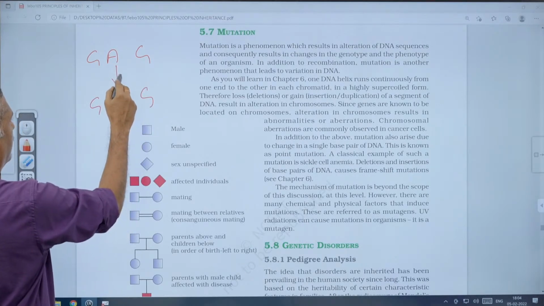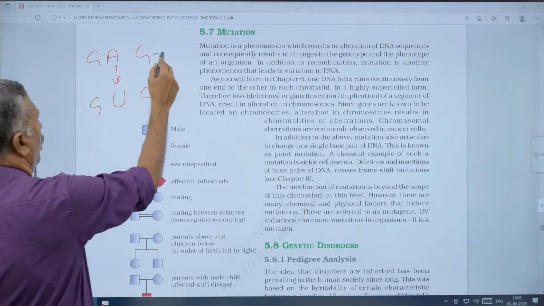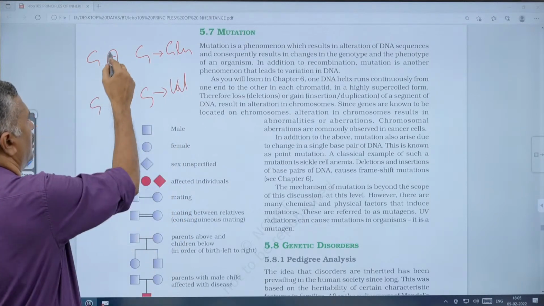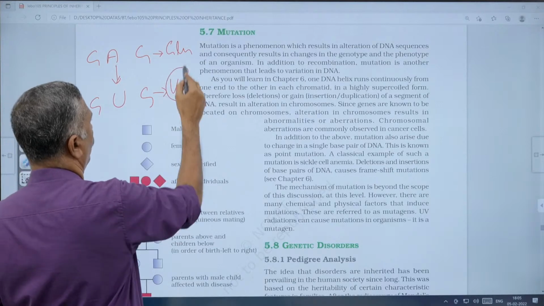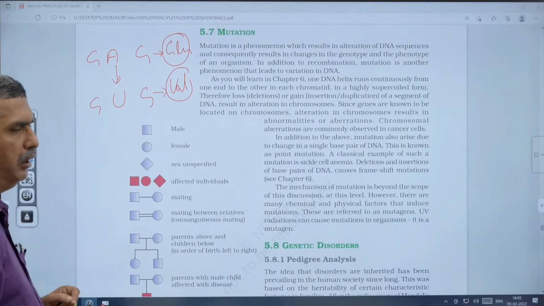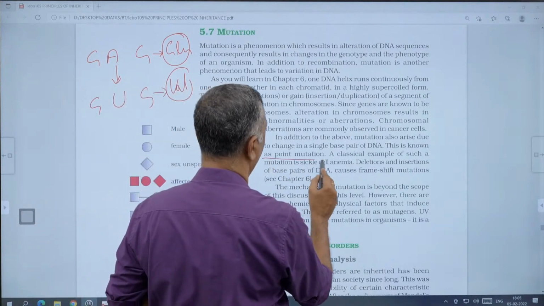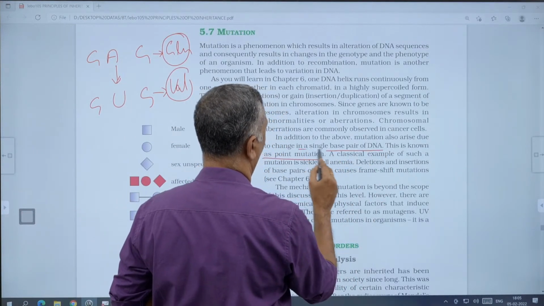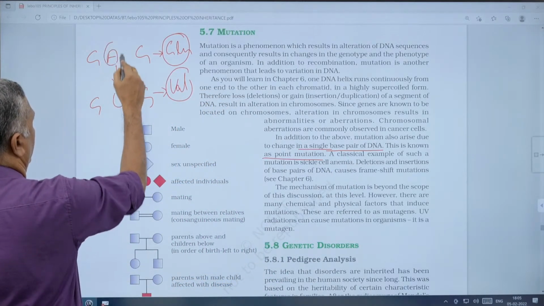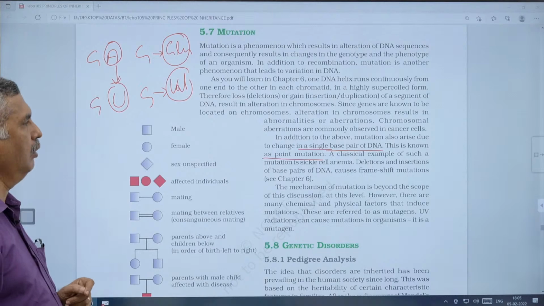Here a single base pair changes from adenine to thymine, GAG to GUG. GAG codes for glutamic acid, while GUG codes for valine. So valine is present instead of glutamic acid in the beta chain of the globin molecule. This is called a point mutation, in a single base pair of DNA. GAG to GUG: adenine is replaced by uracil. That is called a single base pair mutation.